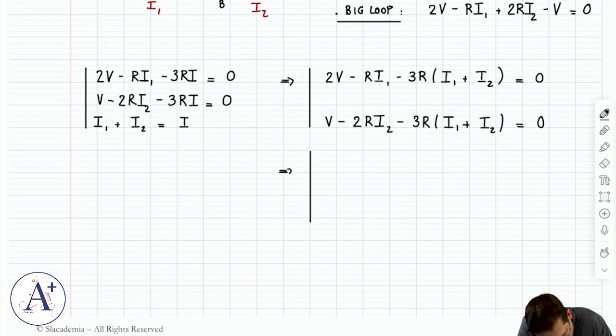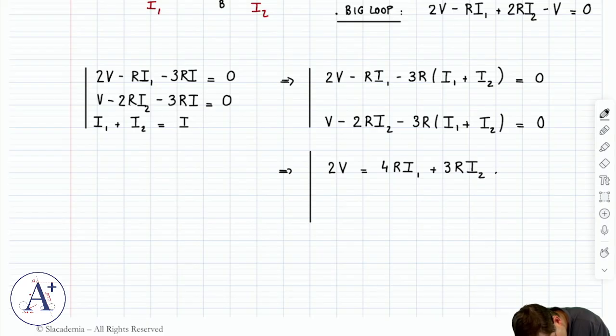All right, so then I can rewrite this: 2V on the left, and then I'm going to throw all the negative terms on the right-hand side. So I'm going to get RI1 plus 3RI1, that's going to be 4RI1, and then plus 3RI2. All right, that's my first equation. And then down here, V is equal to, well, minus 3RI1 becomes 3RI1, and then plus 2R plus 3R is 5, so plus 5RI2.